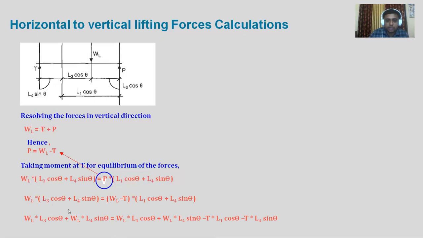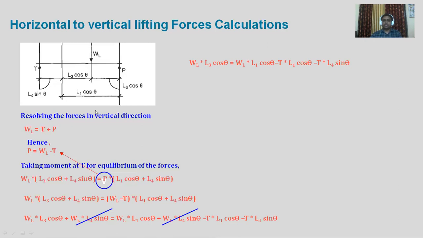So WL into L3 cos theta plus WL into L4 sin theta is equal to WL into L1 cos theta plus WL into L4 sin theta minus T into L1 cos theta minus T into L4 sin theta. If we closely look at WL L4 sin theta and WL L4 sin theta, these two terms will get cancelled, because if it is plus and comes on this side, it will be minus. So plus minus get cancelled. So now how will this equation look? WL L3 cos theta is equal to WL L1 cos theta minus T into L1 cos theta minus T into L4 sin theta.